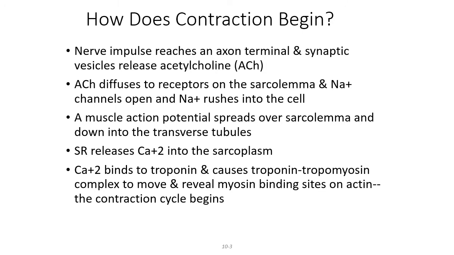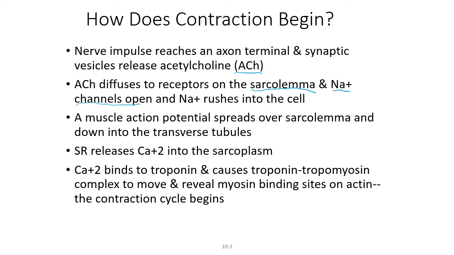It begins with a neuron. A neuron sends off a nerve impulse. And when that neuron's impulse gets to its own axon terminals, it then releases acetylcholine or ACH. This acetylcholine floats across that neuromuscular junction, moves down towards the muscle, and binds to receptors on the muscle's sarcolemma. Those receptors have sodium channels inside there.